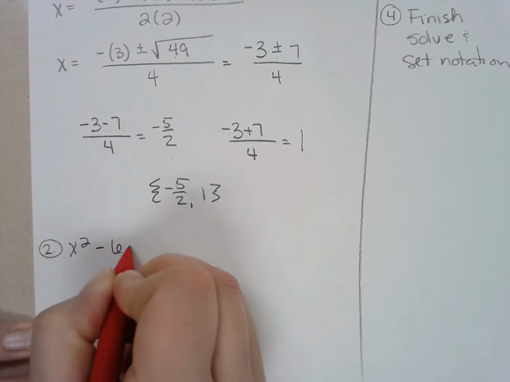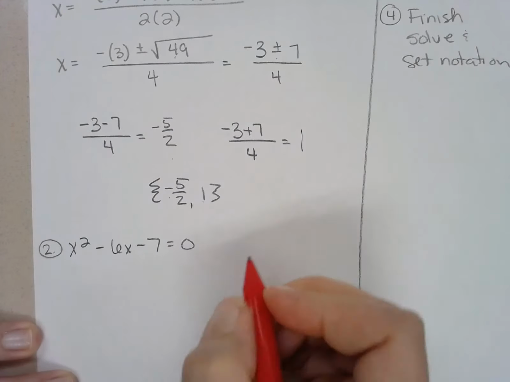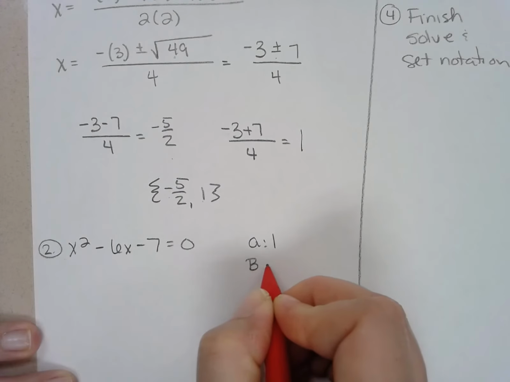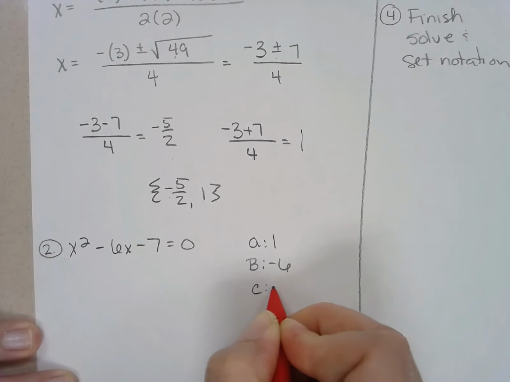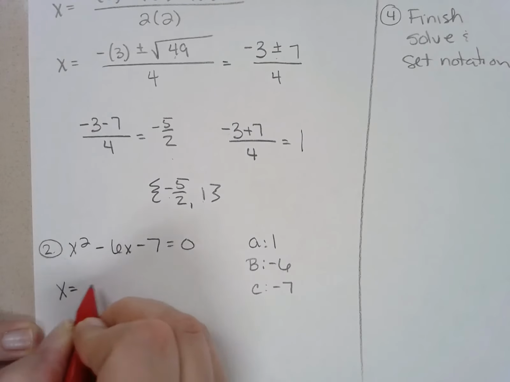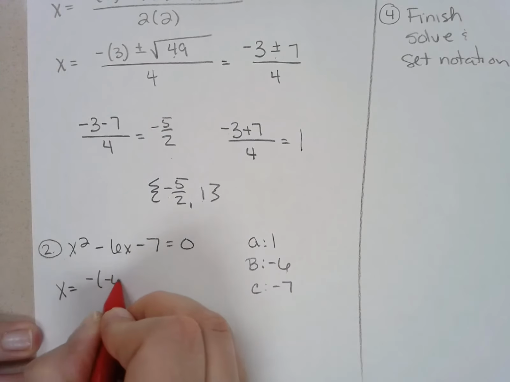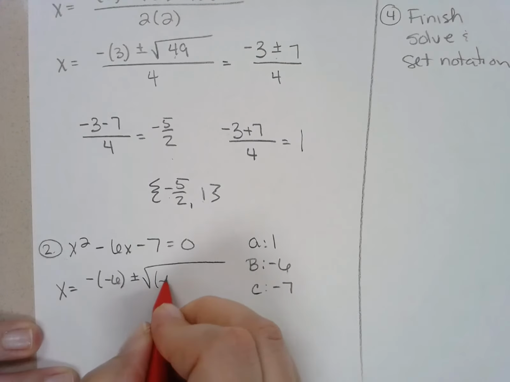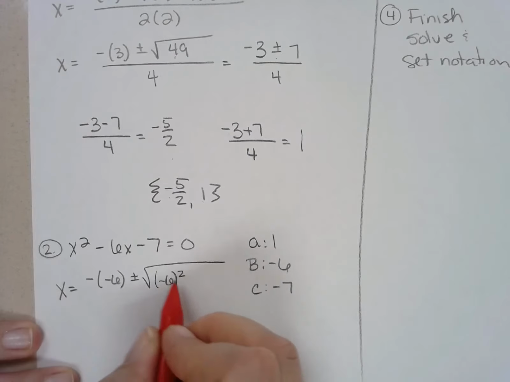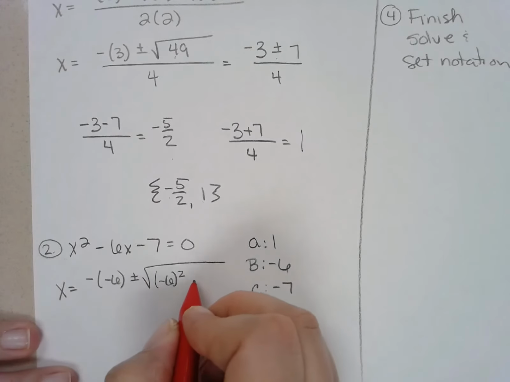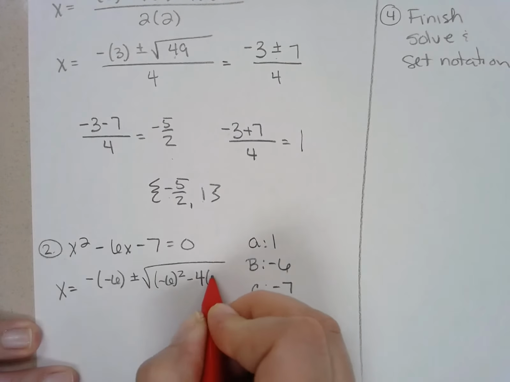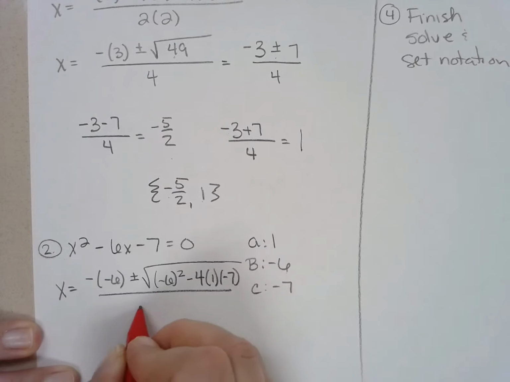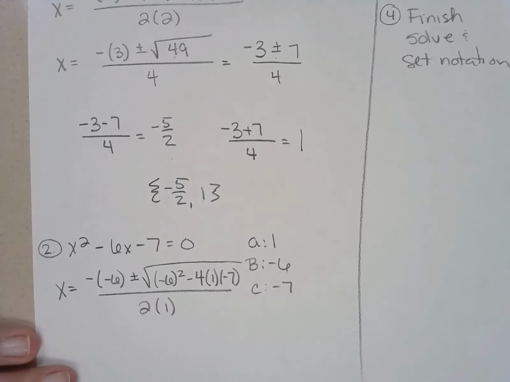X squared minus 6x minus 7 equals 0. A is 1, so that's the understood 1 in front of the x squared. B is negative 6 and C is negative 7. So x equals negative, for B we're going to plug in that negative 6, plus or minus the square root. Negative 6 squared. This B being negative is why it's really important that you use parentheses. 4 times A, which is 1, times C, which is negative 7. And all of that is over 2 times A.